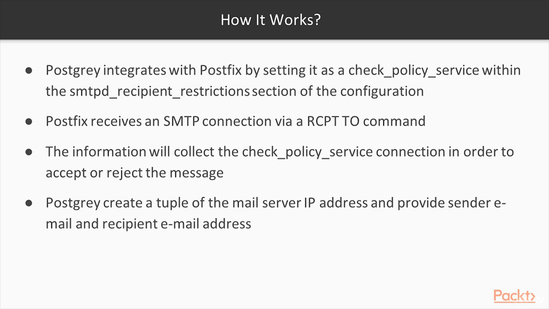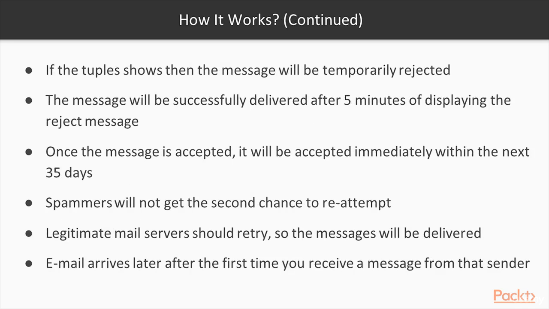This tuple is looked up in a local Berkeley DB file containing those three fields, as well as timestamps for the connection. The first time a given tuple is seen, the message will be temporarily rejected. Attempts to deliver will continue to be rejected until 5 minutes have passed, after which the message will be successfully delivered. Once the message is accepted, it will be accepted immediately within the next 35 days.